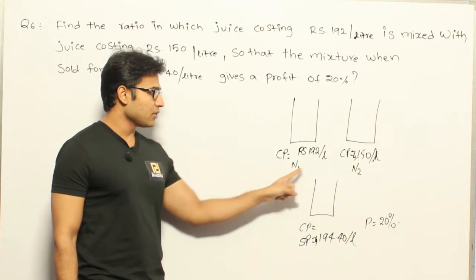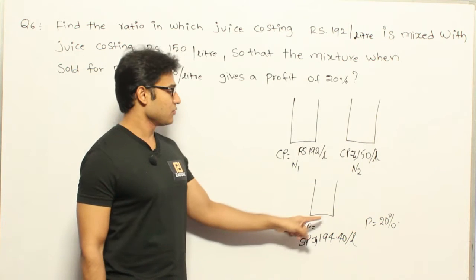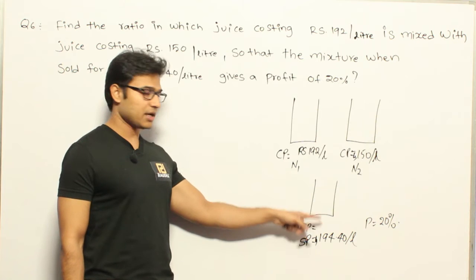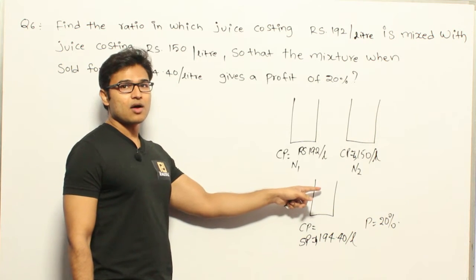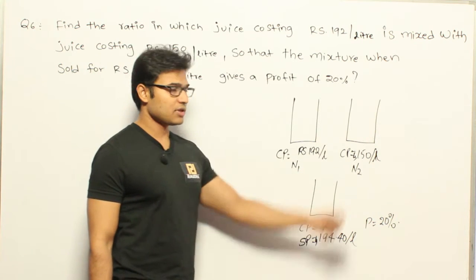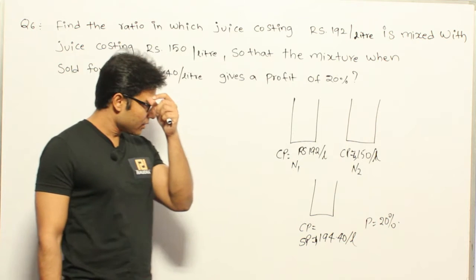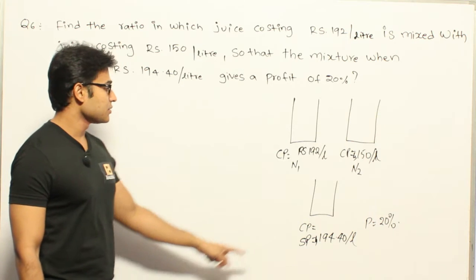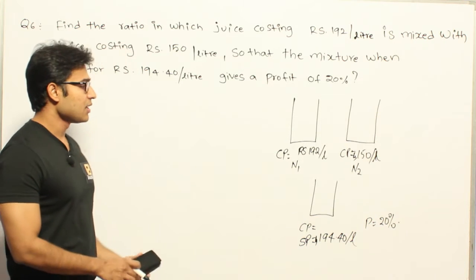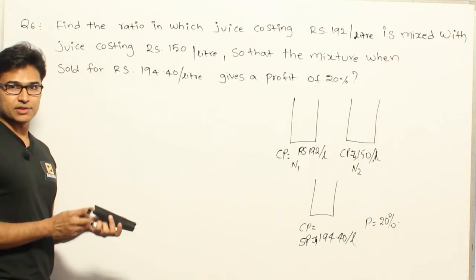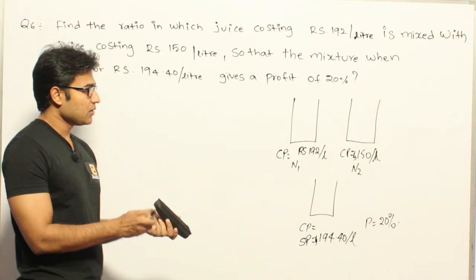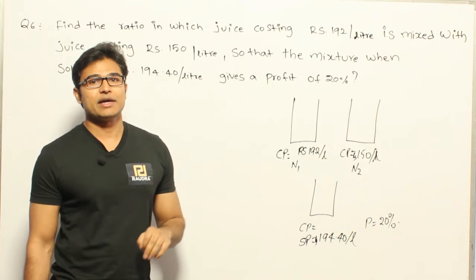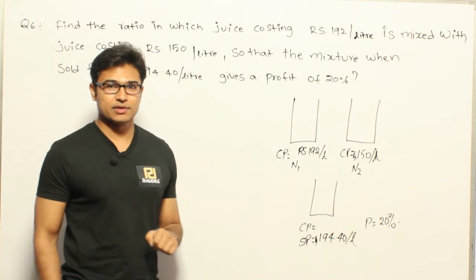So in order to find out the N1 and N2 ratio, you are supposed to find out this cost price. Once you find out this cost price, then I can directly apply the formula of alligations and find out the ratio of N1 and N2. So before going ahead, we have to find out the cost price here. What is the relationship between selling price and cost price? See this, we are making a profit of 20%. When do we really make a profit of 20%? When we sell a product at 20% higher than its cost price, isn't it?